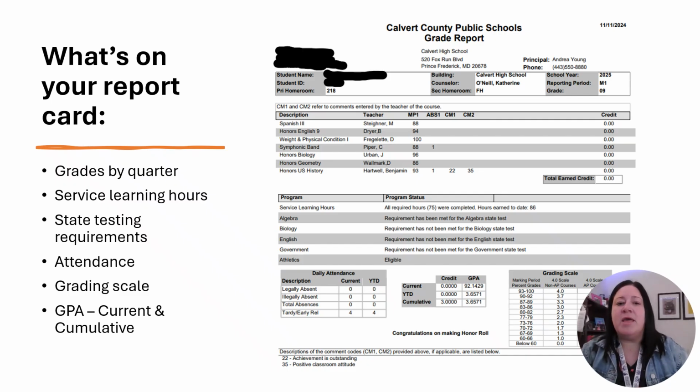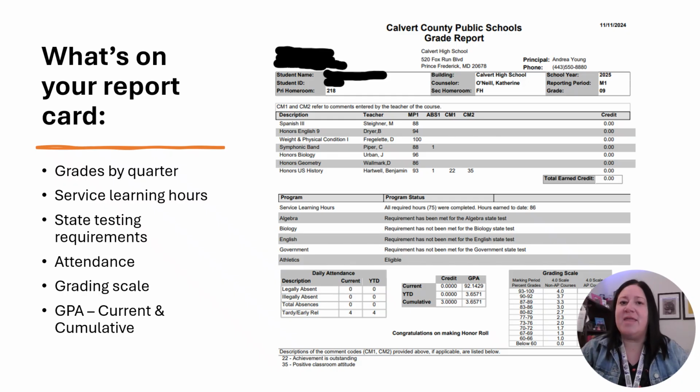The next part on there, it'll tell you whether or not your state testing has been met for a particular subject area, so algebra, biology, English, or government. And if this says your requirement has not been met and you haven't yet taken that class, so for example, my freshmen, it may say that you haven't met the biology, the English, government, or the algebra, but it could just be that you haven't taken those subject areas yet. So if it says that you haven't met it and you haven't taken those classes, don't panic. It will come after you take those classes.